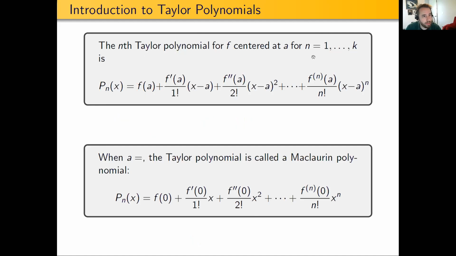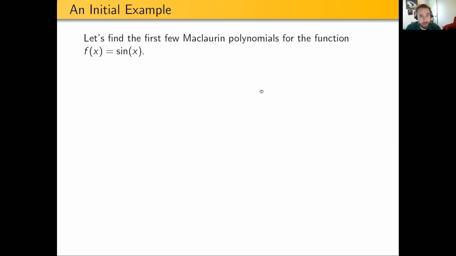Let's do ourselves a favor and work through some initial examples. So let's find the first few Maclaurin polynomials for the function f of x equals sine of x. So as a reminder, the Maclaurin polynomial was the polynomial that was centered at 0. So we're going to need to record some information here specifically about the derivatives of the sine function at 0. And I'm going to do that off to the left here.